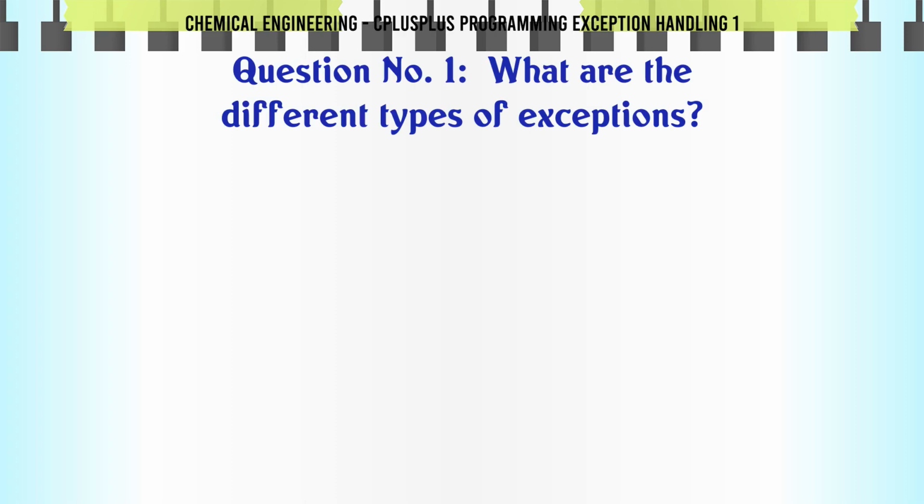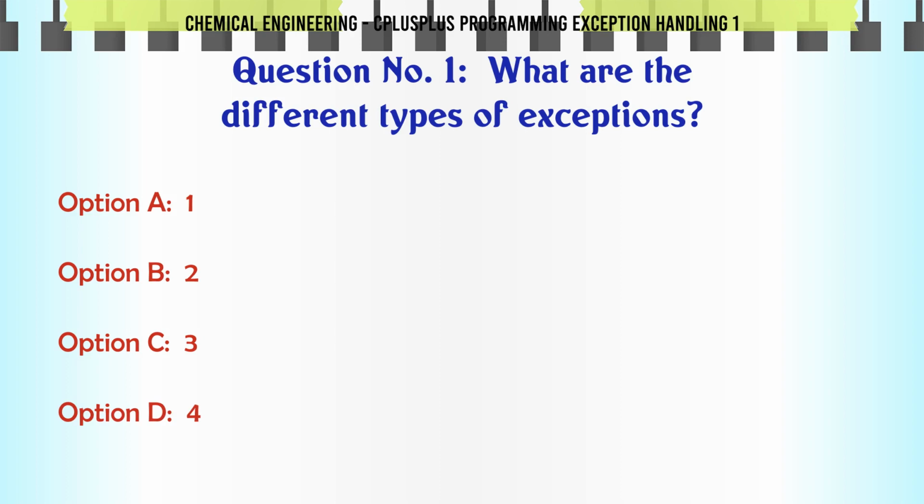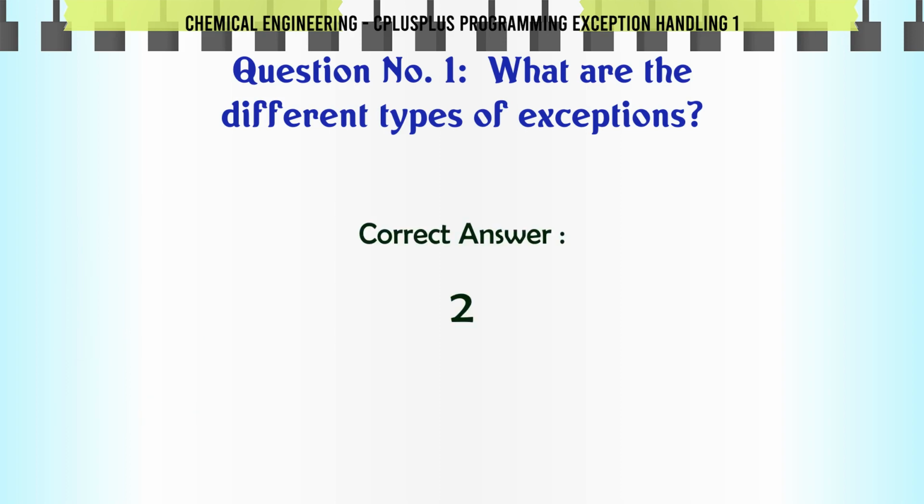What are the different types of exceptions? A1, B2, C3, D4. The correct answer is 2.